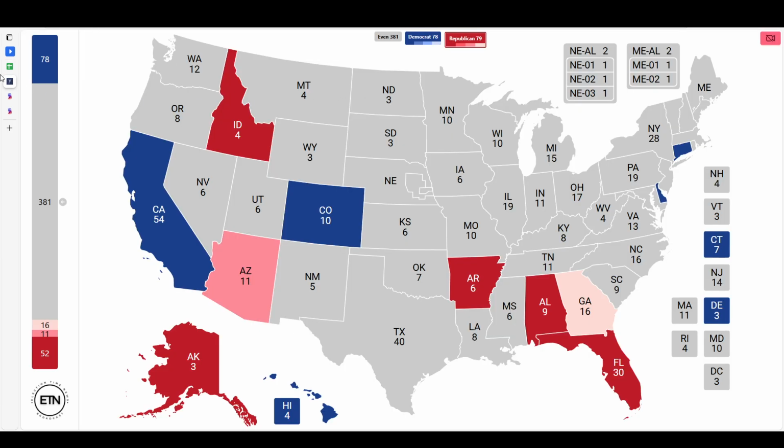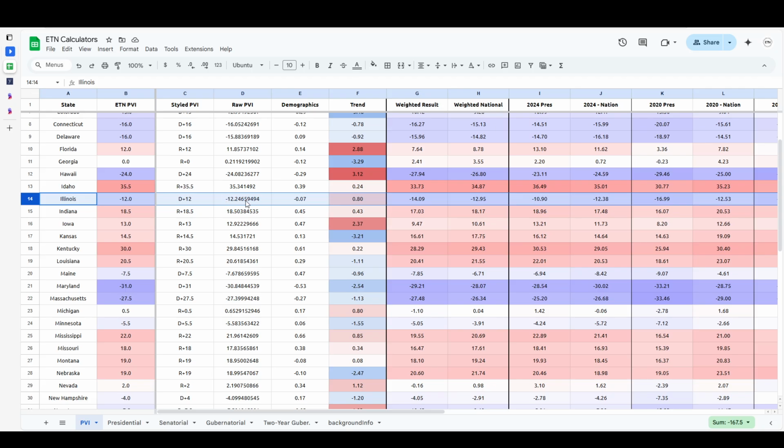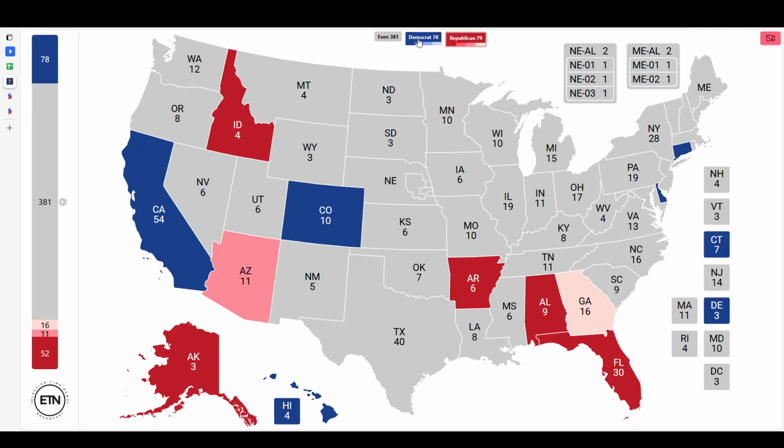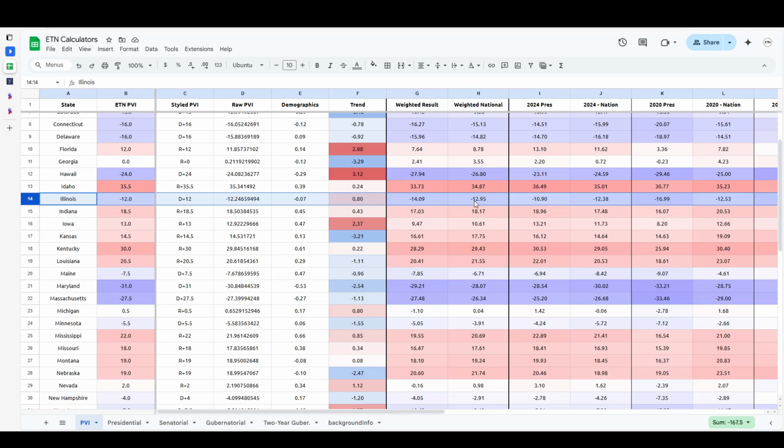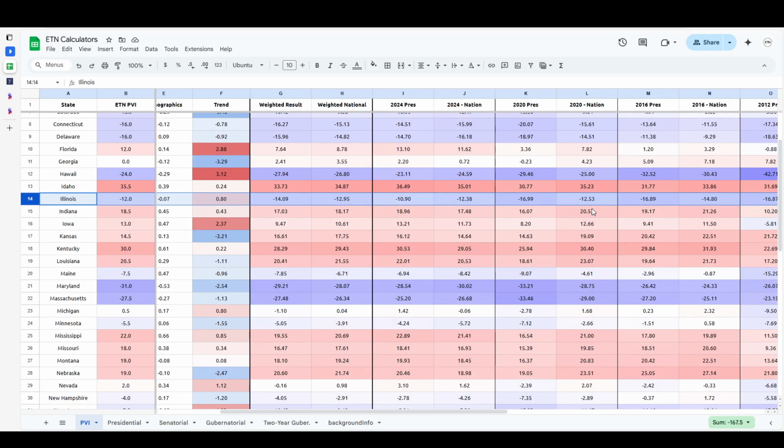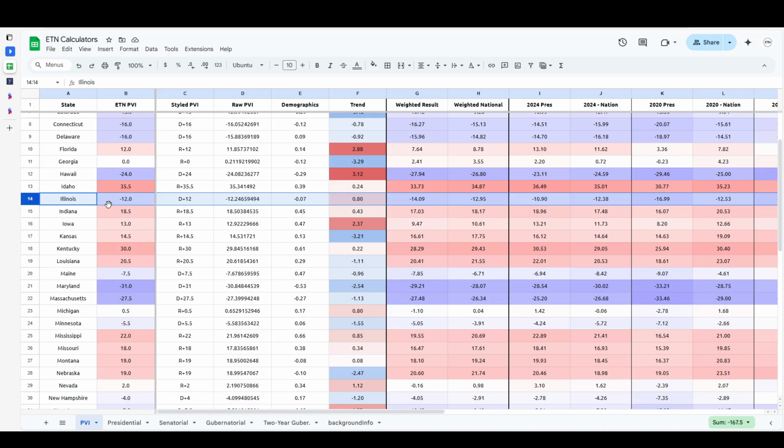D plus 12, it is almost 12.5. That's very, very close. But then it's going to be D plus 12 here, D plus 12 for Illinois, which is quite a considerable shift to the right from where it might have been not that long ago.